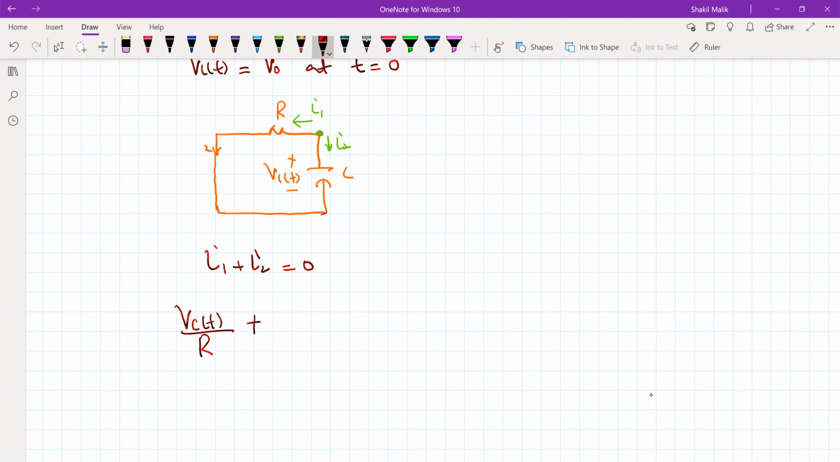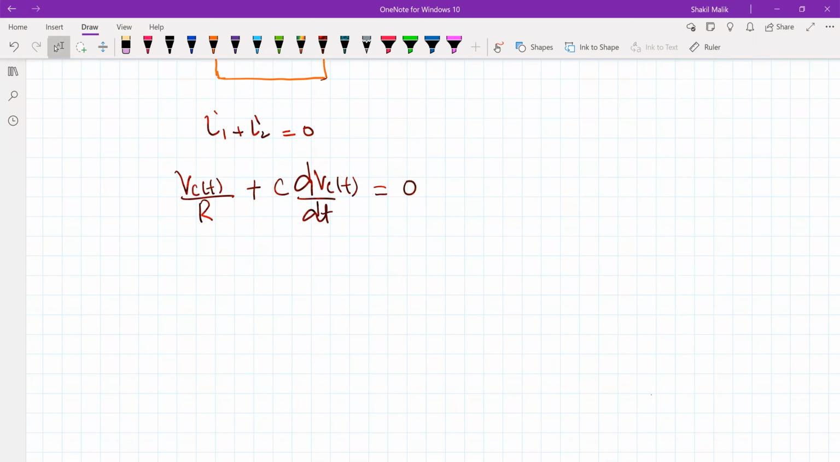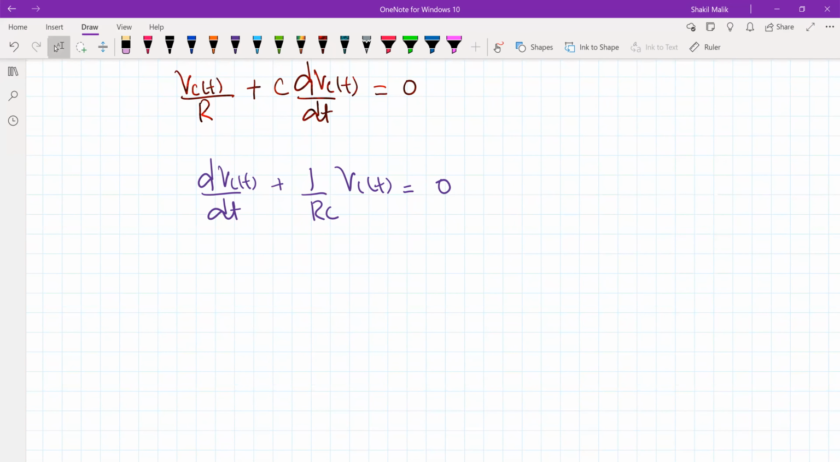Now what is I2? I2 is the current that flows through this capacitor C. We know the capacitor current is given by C dVc by dt, so the equation is Vc by R plus C dVc by dt equals 0. Now we are going to use the concept of linear differential equations, so let's bring it into that form: dVc by dt plus 1 by RC Vc equals 0, where we have divided both sides by C.